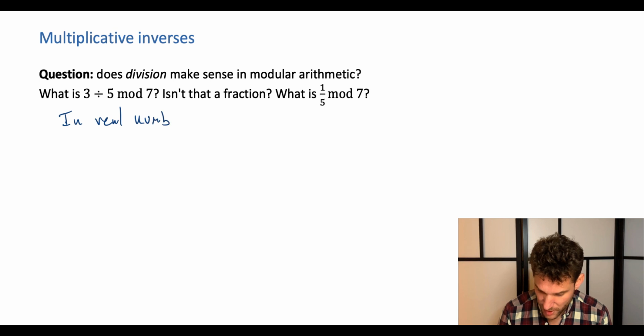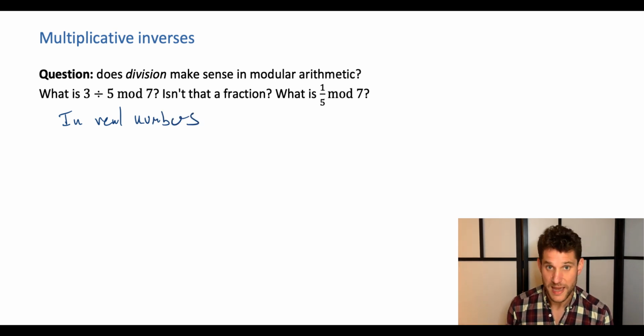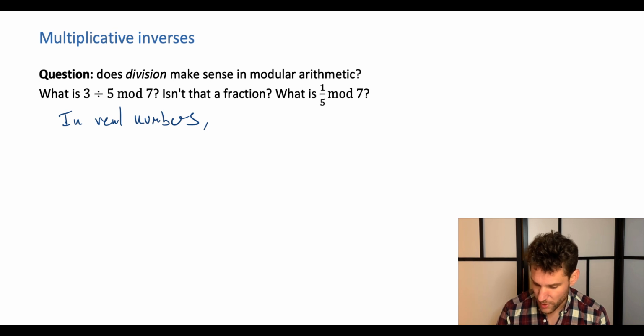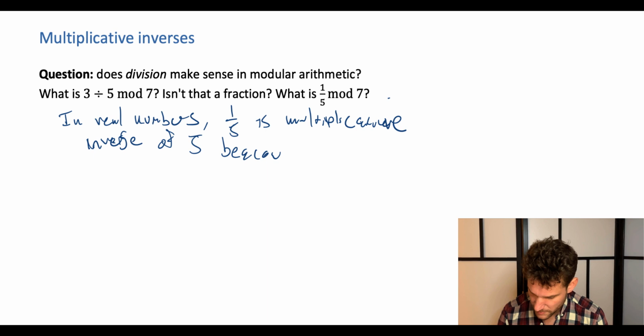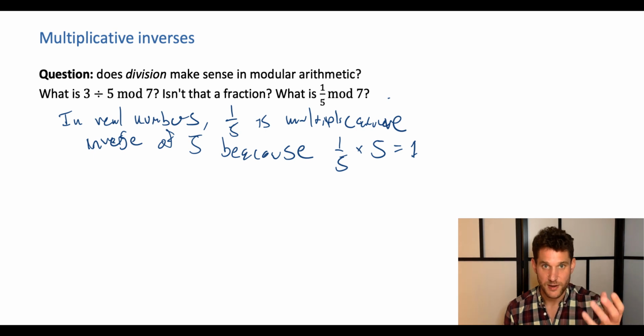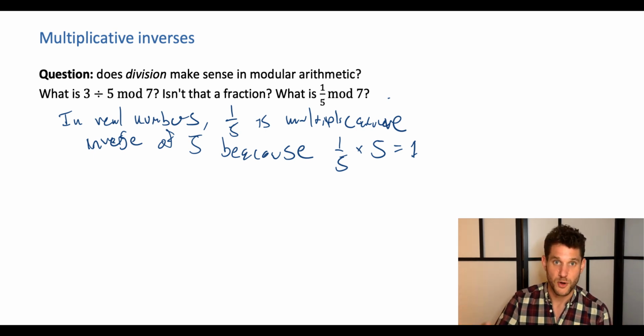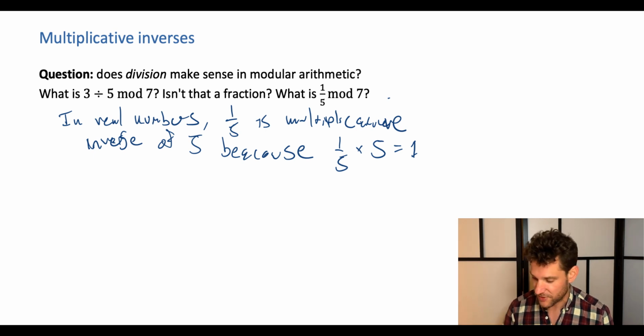So when working with real numbers, not the integers modulo n, but the real numbers, 1/5 is the multiplicative inverse of 5 because 1/5 times 5 equals 1, right? Like with fractions, we can say 1/5 is the multiplicative inverse of 5 because when I take 5 times 1/5, I get the number 1. The key thing is that I get this number 1, which is the thing I'm trying to get back to. So what about in modular arithmetic?